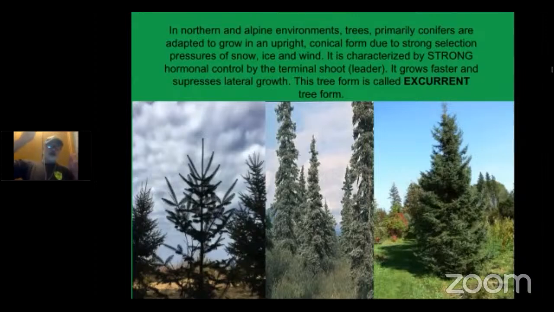Especially in northern and high alpine environments, trees have a classic, typical upright conical form. The apical meristem, the terminal bud, has real strong hormonal control, and the terminal shoot, called the leader, grows much faster than the lateral shoots.